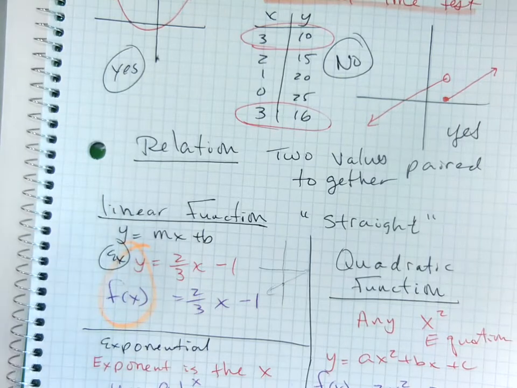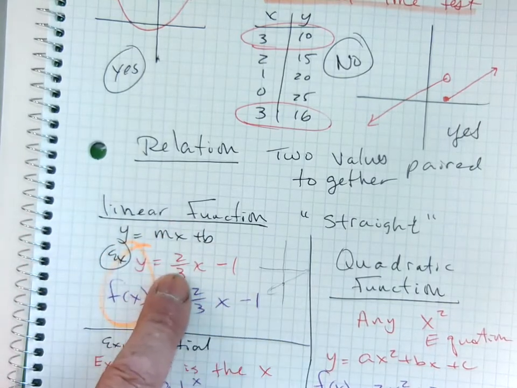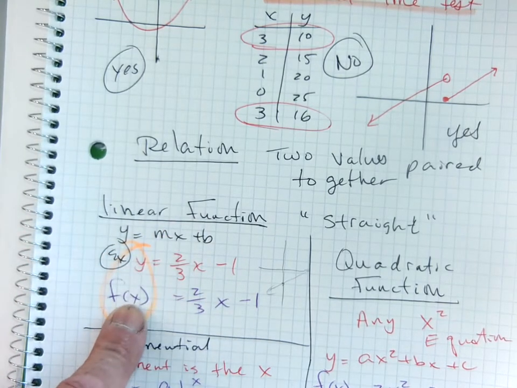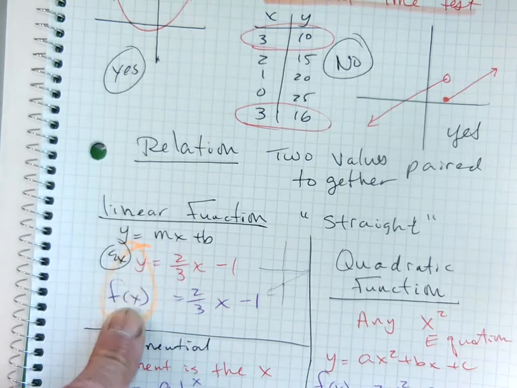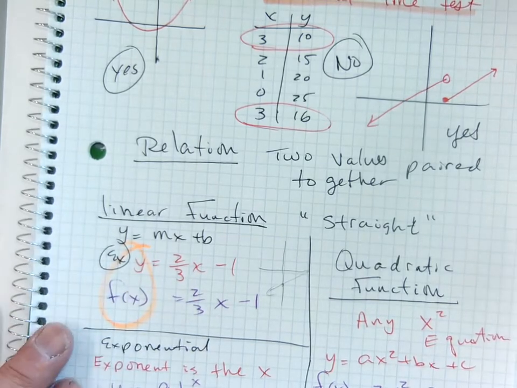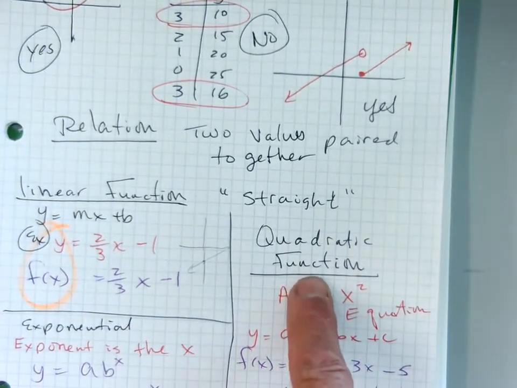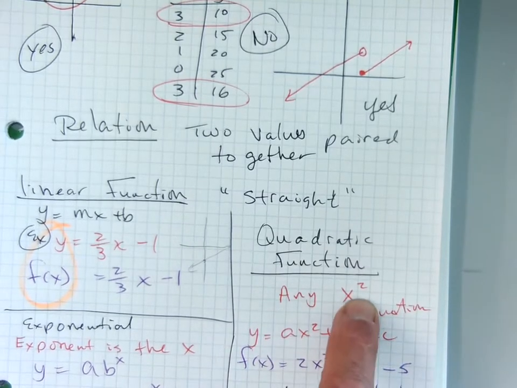So since it is a function, instead of y, call it f of x. So when you see f of x, you know it's a function. If f of x bothers you, f of x and y are the same thing. Okay. We also talked about a quadratic function. Any x squared equation is a quadratic function.